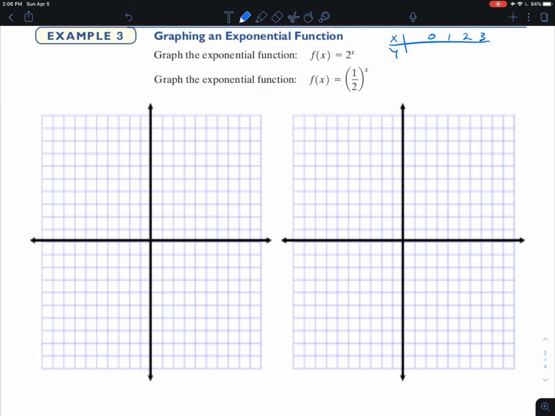If I plug in 0 for x, we said anything to the 0 power is 1. And then 2 to the 1st, 2 to the 2nd, 2 to the 3rd, looks like that. I'll sneak in some -1, which we now know is going to be equal to 1/2, because it's going to be 1 over 2 to the 1st power. -2 is going to sneak that in, that's a quarter. So if we plug these guys in, that's a quarter, that's a half, that's 1, that's 2, that's 4, and that's 8.